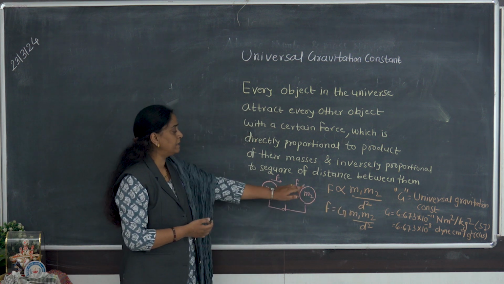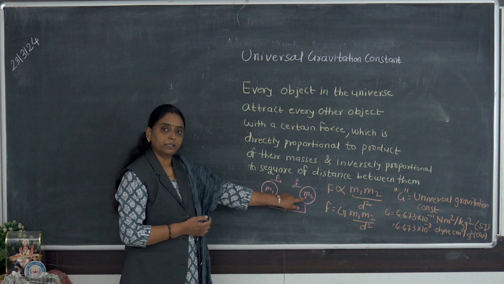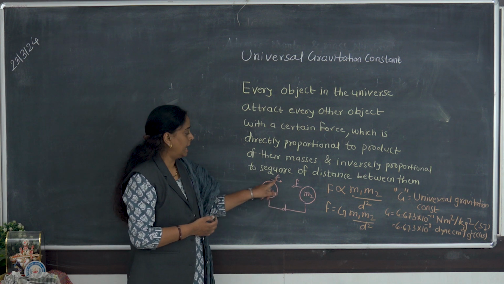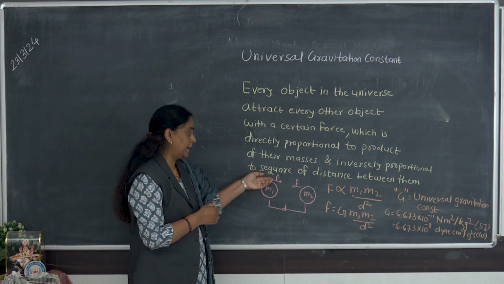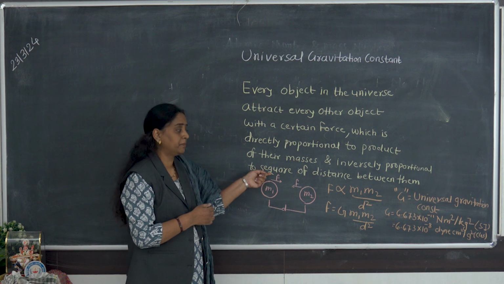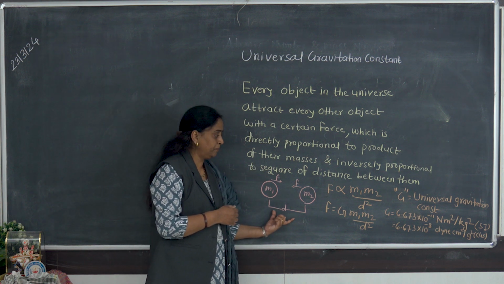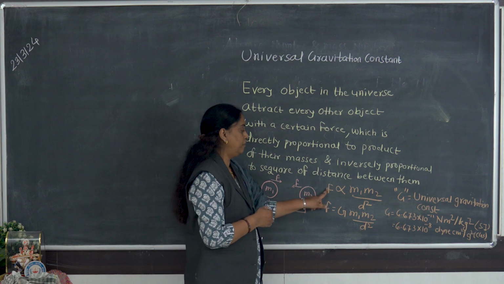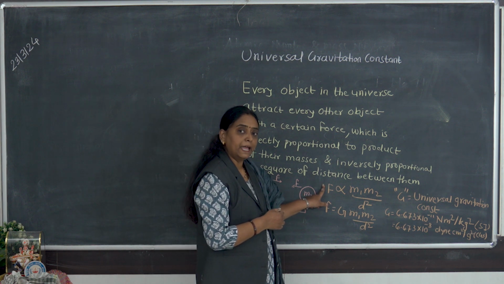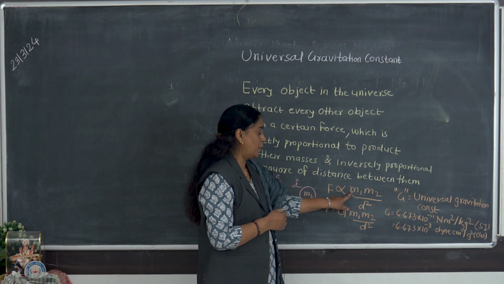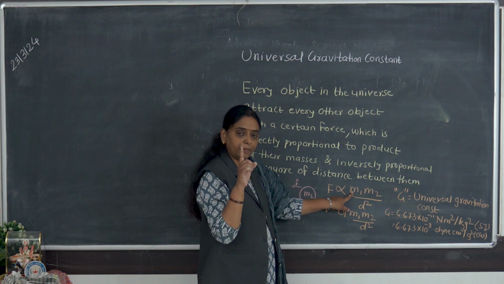Just remember, F is the force. These are the two objects, m1 and m2. They are attracting each other with a certain force. That force is F, and the distance between the two objects is d. Then what you have to do? First equation: F is directly proportional to the product of their masses. This is our statement 1.